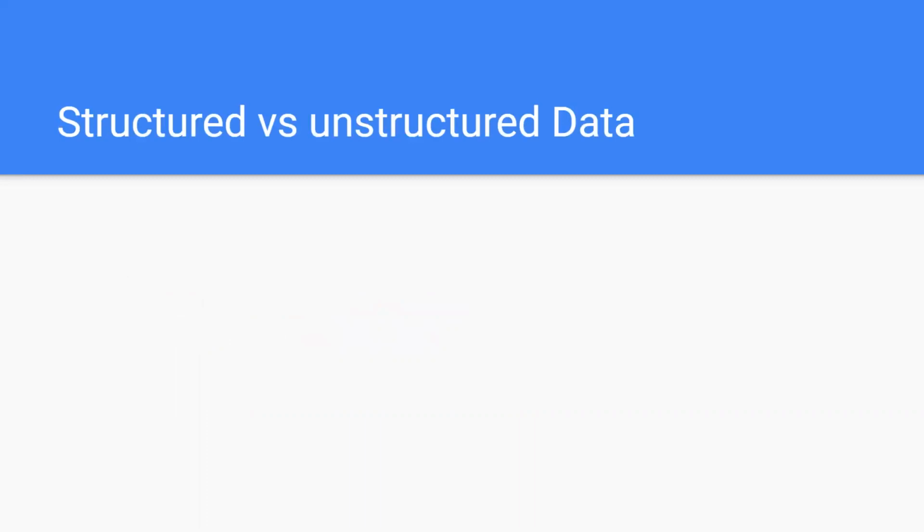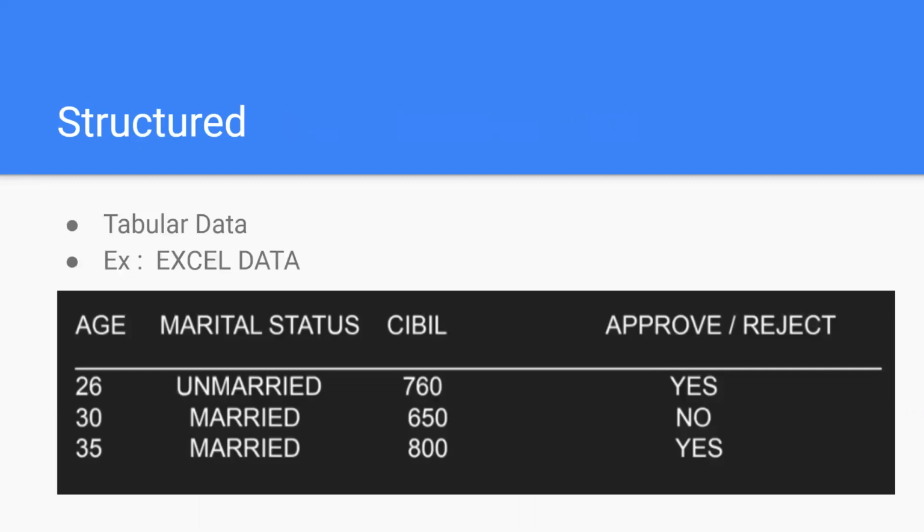Basically, we have two types of data in the entire world. In the domain, we have two types of data, that is structured and unstructured data. So this is structured data. Structured data in the sense it's just a tabular form of data. It has some structure, right? Rows and columns.